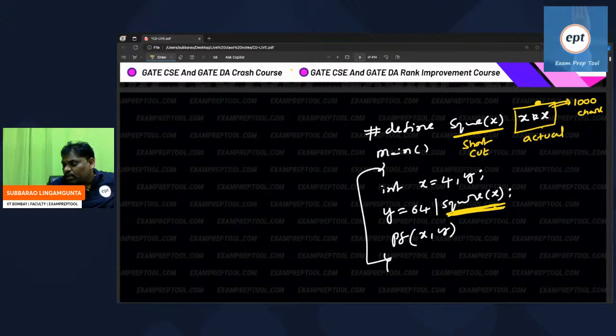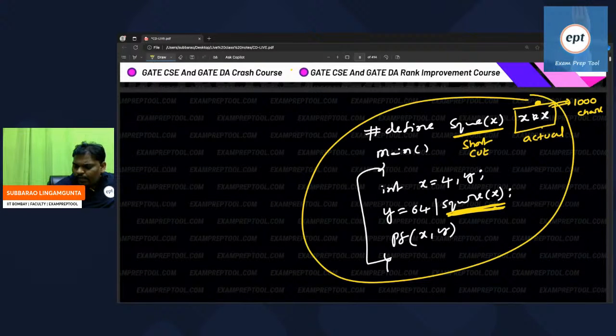But remember, the shortcut is square of x. Actual is x into x, x into x plus maybe 1000 characters are available. Now some people are asking, sir, if I give this program to the preprocessor... remember everyone, this is the high level language.